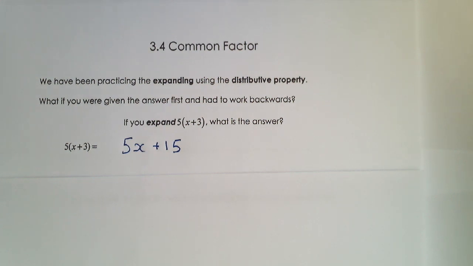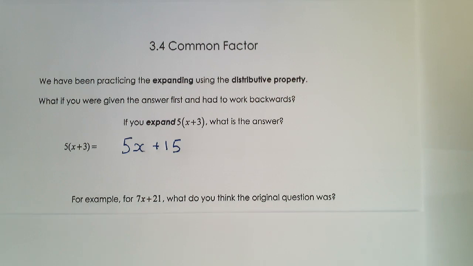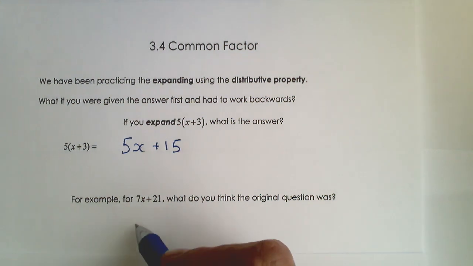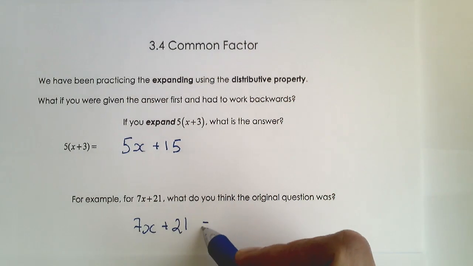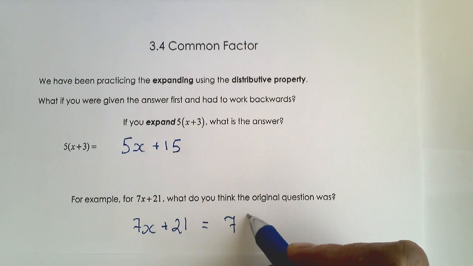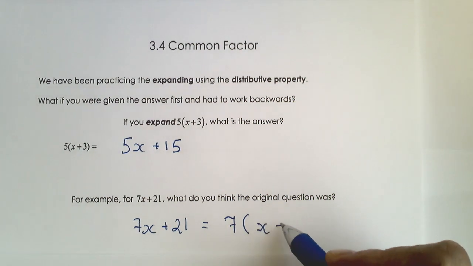Well, what about if I ask you to work backwards? What about if I were giving you the final answer first, and then you have to work backwards? So 7x plus 21. What would be the original question? Okay, so again, hopefully most of you would have guessed that the original was 7 bracket x plus 3.